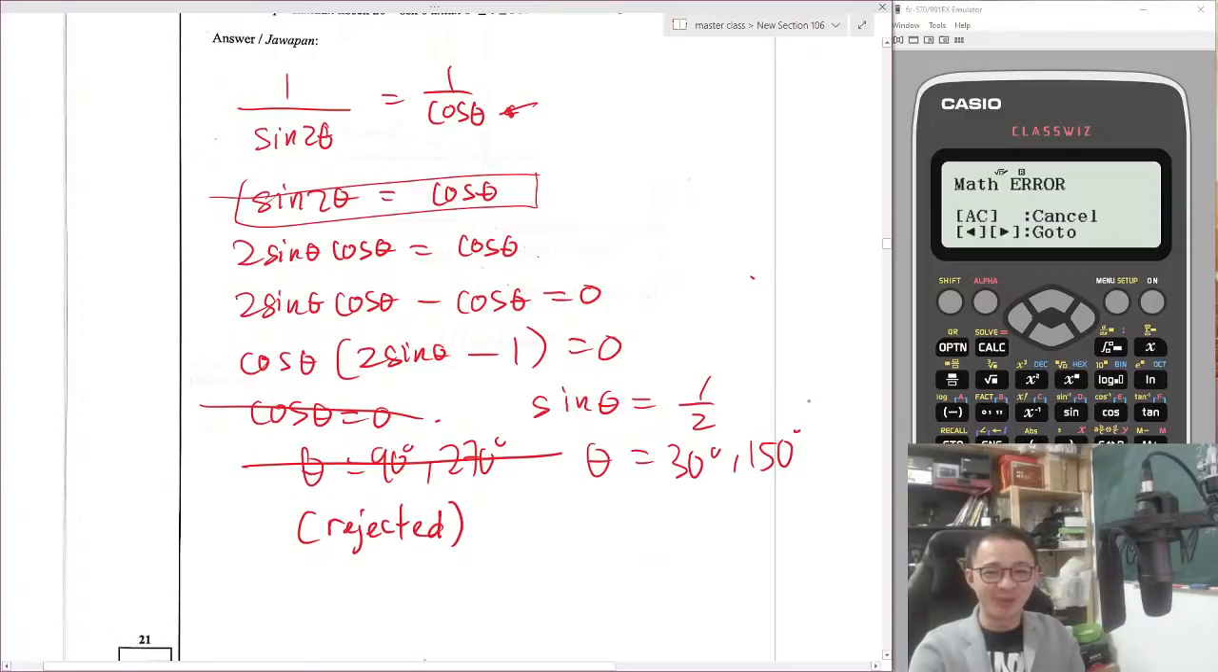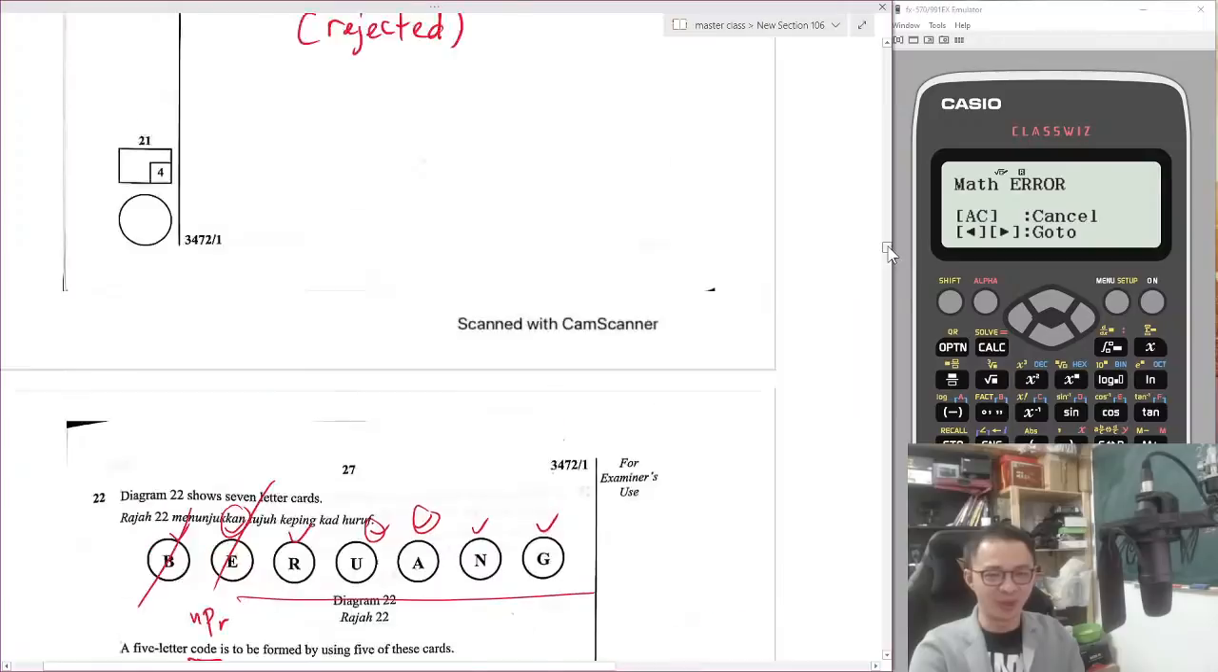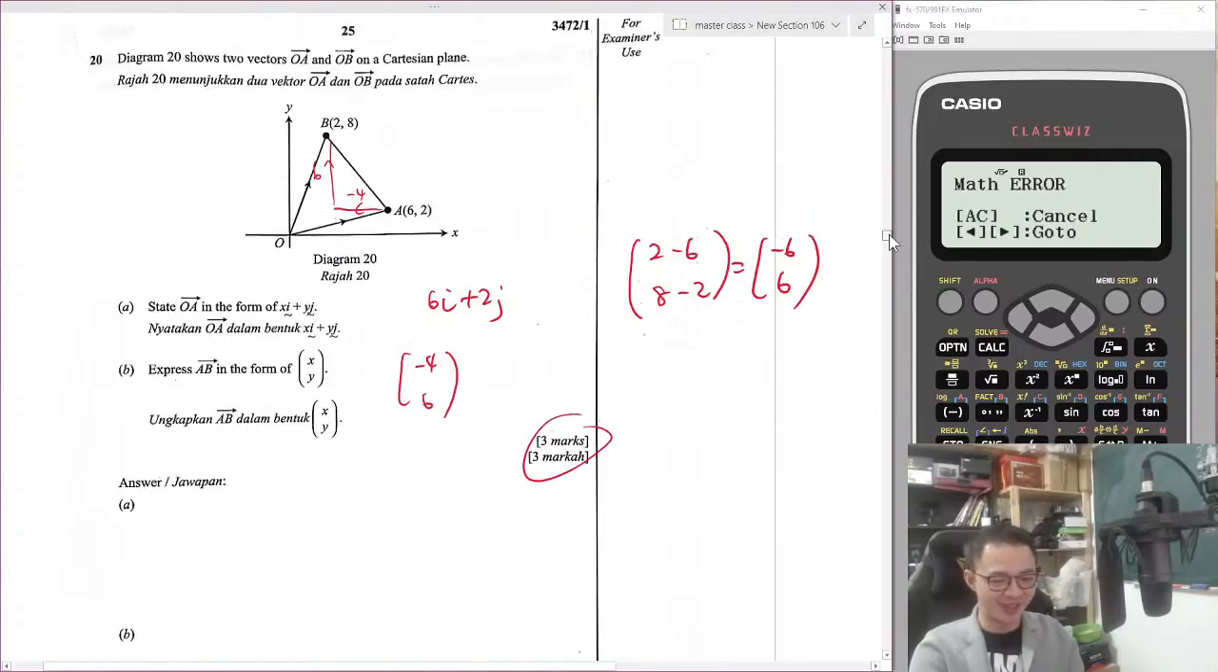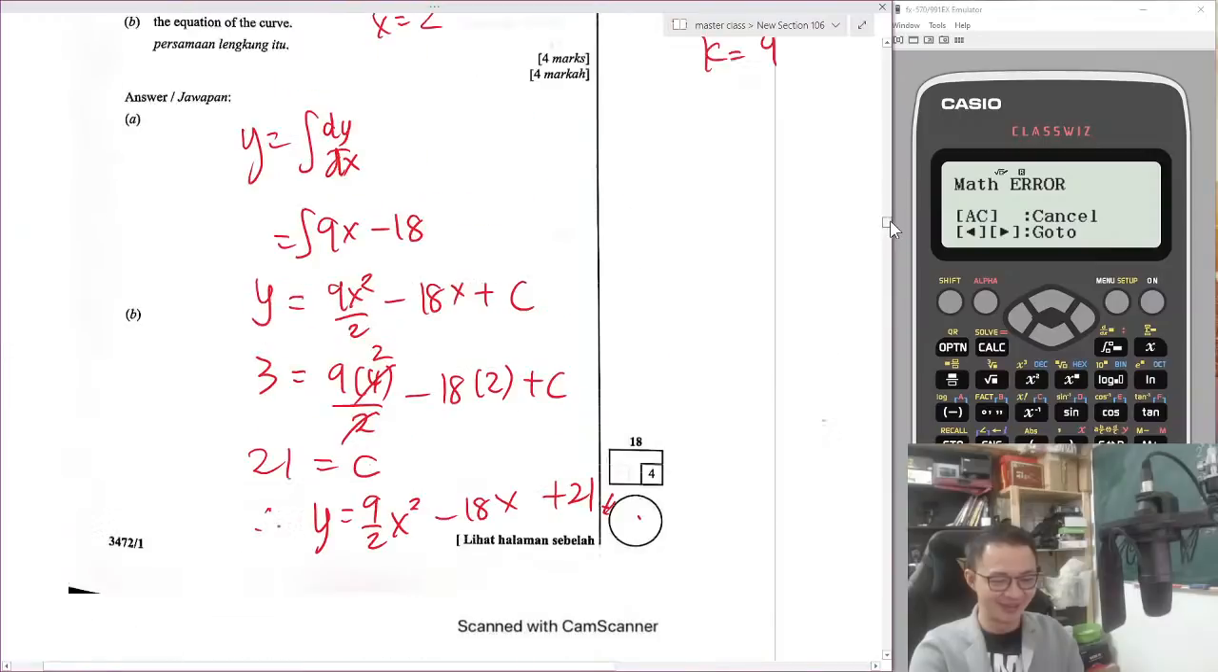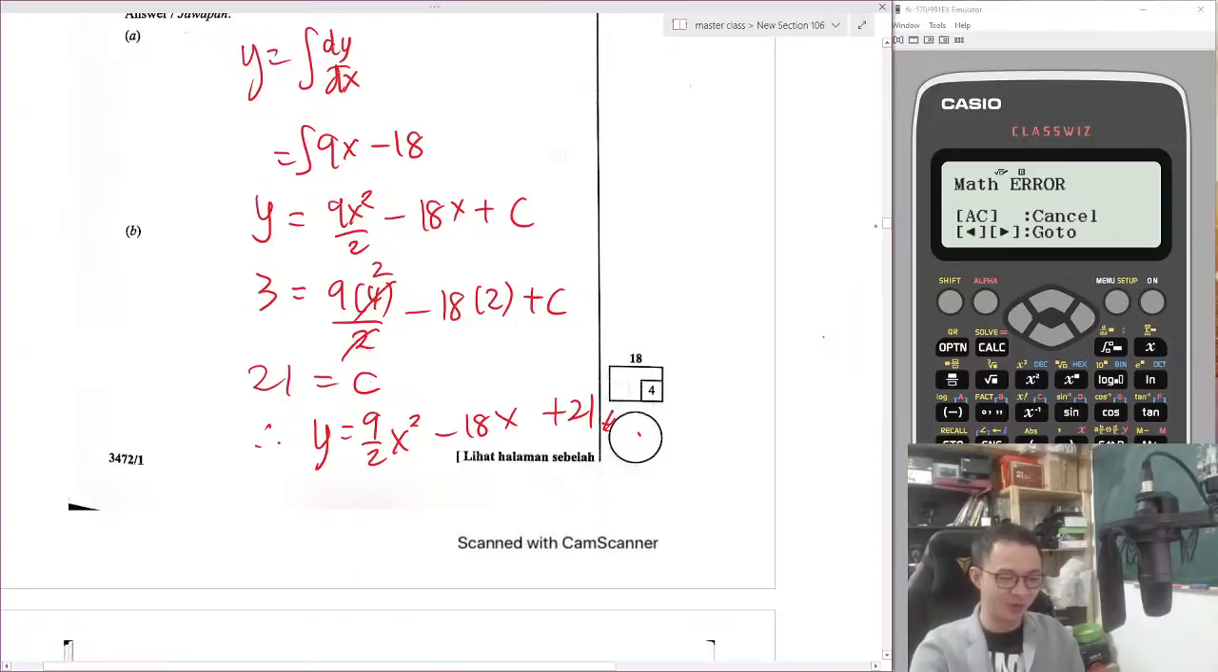Okay, let's go to the permutation question first. Someone asks why 9 divided by 2. You mean this one? The 9 over 2 is because when we do the integration, the power plus 1 becomes power 2, then divided by the new power, so it's 9 over 2. Then after you get the c, you put it back in the equation.